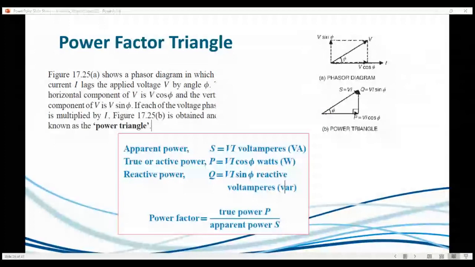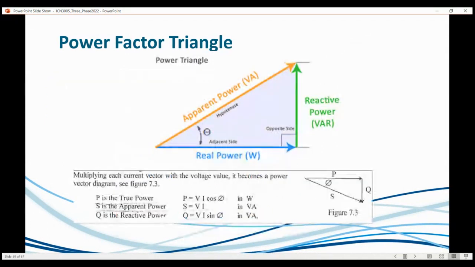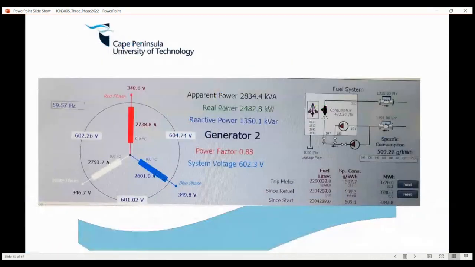I already talked about this. Again, the power factor is just the true power divided by the apparent power, more of the same really. In essence, it relates the real power to the reactive power.